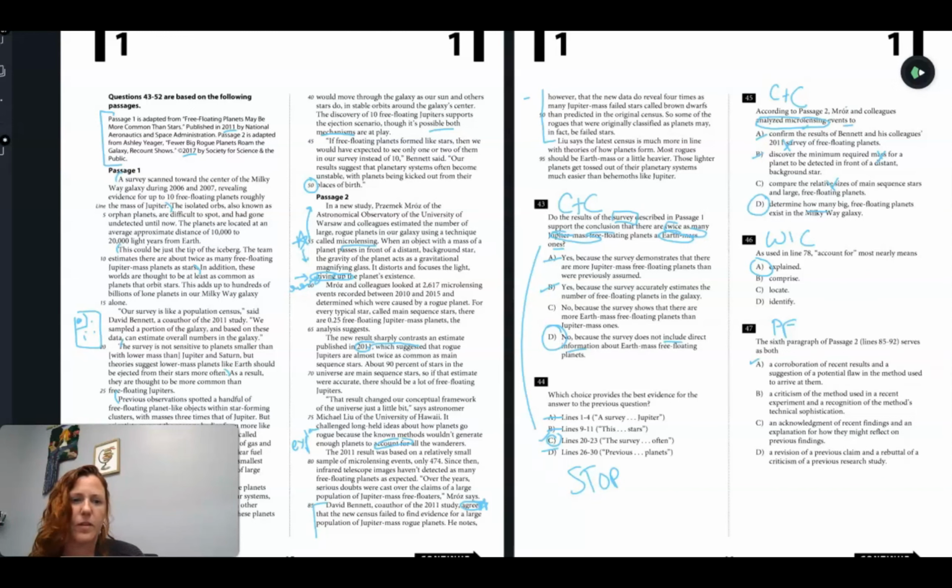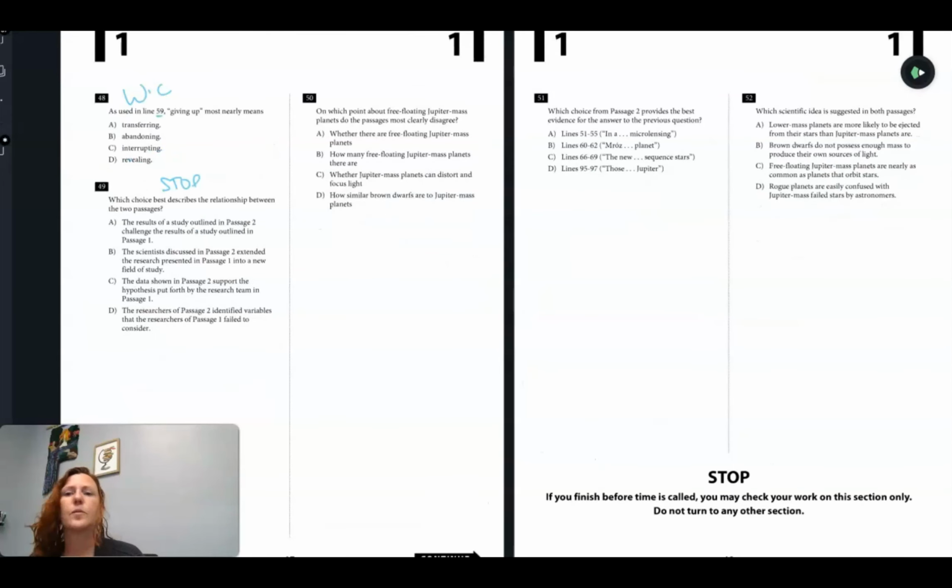Okay, so I don't know that I love this part, so I'm going to hold on to it, but we're going to think about it a little bit. A criticism of the method? Nope. An acknowledgement of recent findings? Yes. And an explanation of how they might reflect on previous findings. So this second part is also accurate, so that already feels stronger than A. A revision of a previous claim and a rebuttal of a criticism. Nope, so just C. All right, so one more on passage 2.